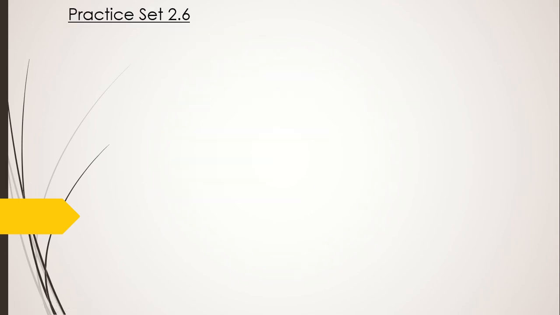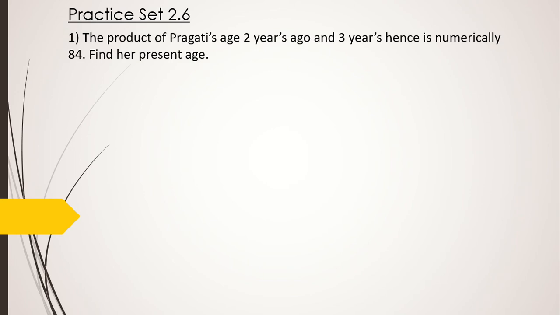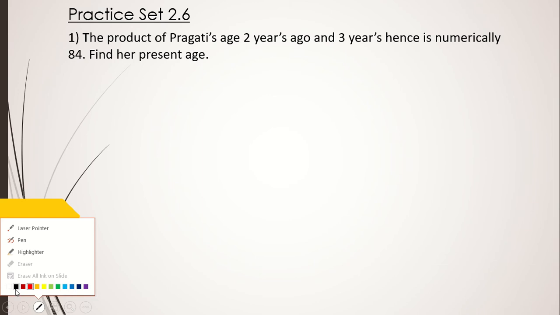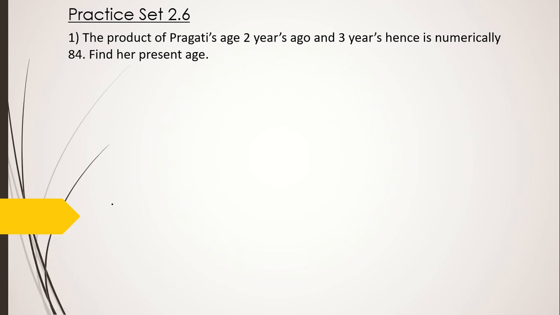Practice set 2.6. Whenever we have to solve any kind of word problem, we have to first read the question very carefully, find out what information is given in that question, and then first form the equation. If you can form the equation correctly, 50% of your job is done.